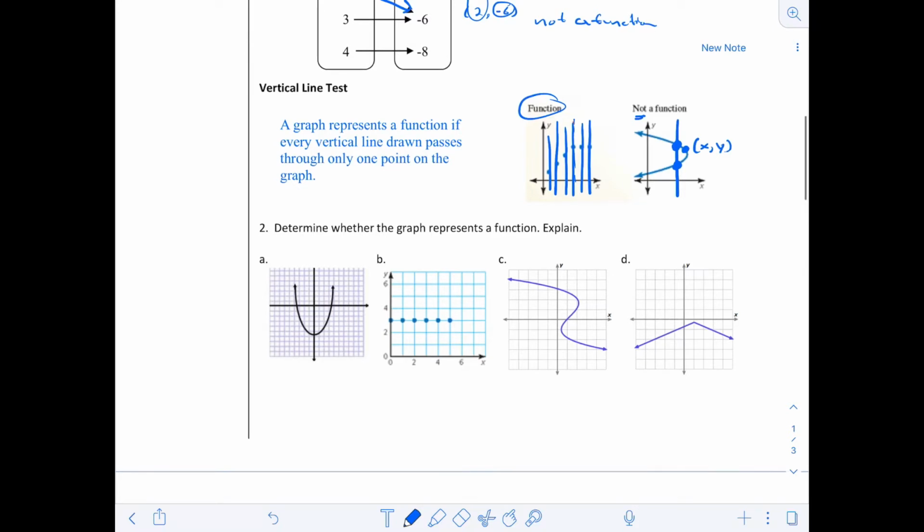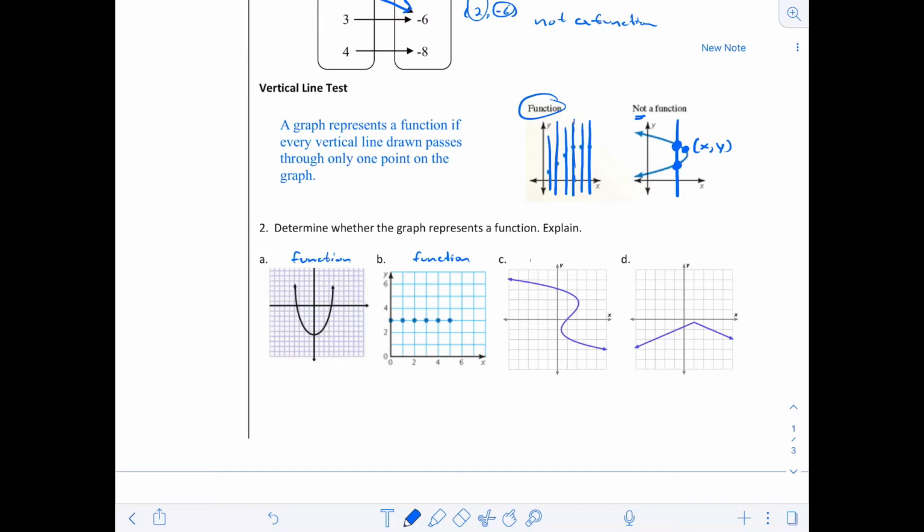So for part A, this is a function, because again, there's no place where you can draw a vertical line twice through that graph. B, for the very same reason, is also a function. We've got these dots lined up in a horizontal row. Every single vertical line I draw is only going to hit that graph once.